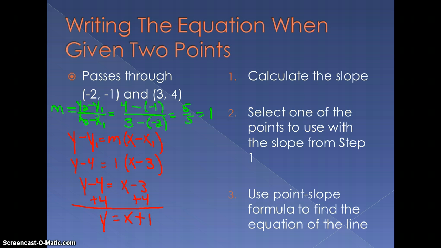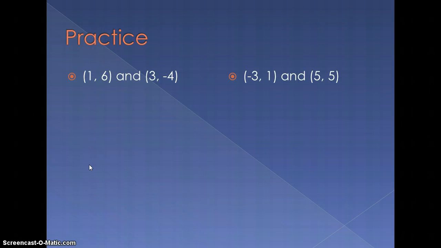So as we did here, the first thing we had to do was calculate the slope. That is really the only different step in this process, is we have to find the slope. And then we can use either way from before, using either one of the points, as step 2 says. I know step 3 here says use the point-slope formula, but if you would like to use y equals mx plus b, then by all means go ahead and do that. We're going to take a look at a couple more examples here.